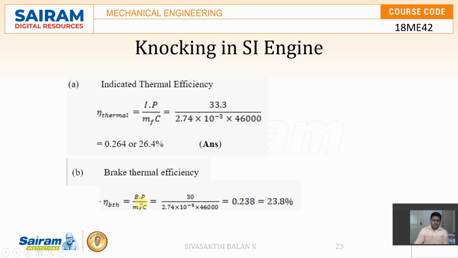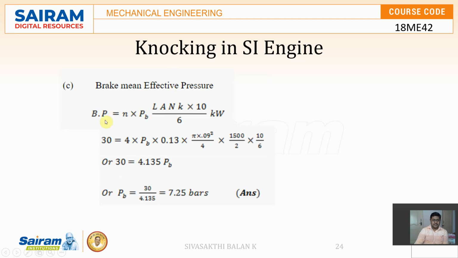In the same way we can easily calculate brake thermal efficiency using the expression BP divided by heat supplied, or mf into CV. So we get 23.8% as the brake thermal efficiency. And brake mean effective pressure is calculated from the expression given here, like BP is equal to the number of cycles, mean effective pressure, brake mean effective pressure, L A N K divided by 60 into 1000 kilowatt. Substitute all the known values, except the unknown value in this expression, which is the brake mean effective pressure. At the end of the calculation, we will get the brake mean effective pressure as 7.25 bars.